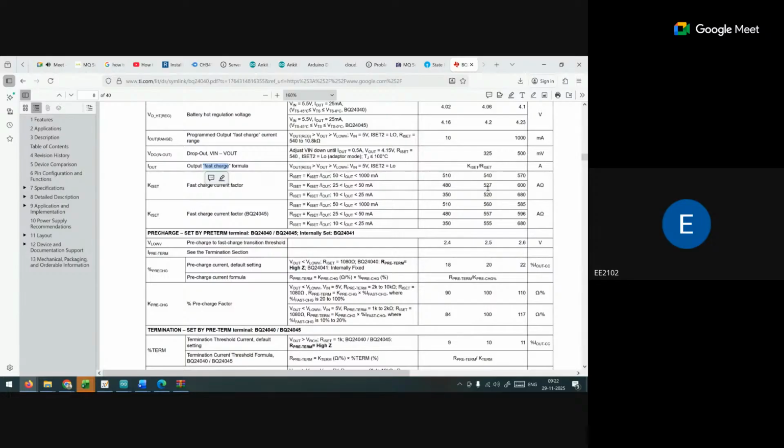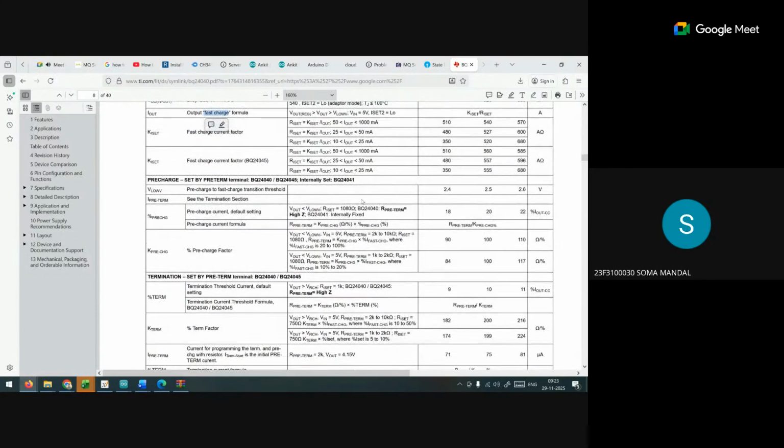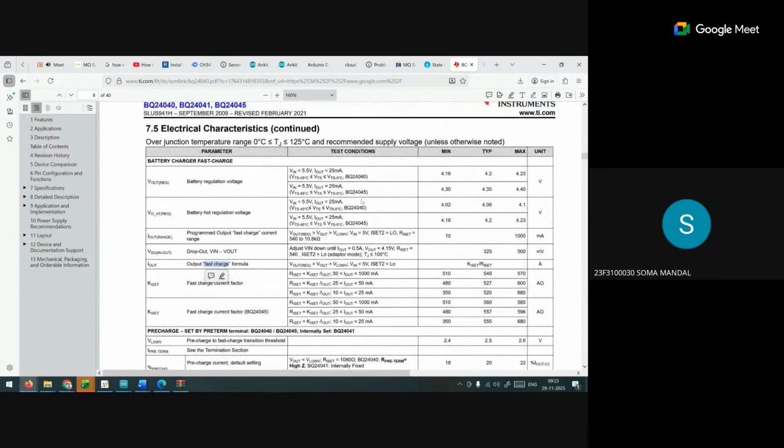We are using the typical values. K I set is given, R I set is given in the block diagram. So can I calculate the I out? Yes, we can. So I out is the fast charging current. Okay, now understood.